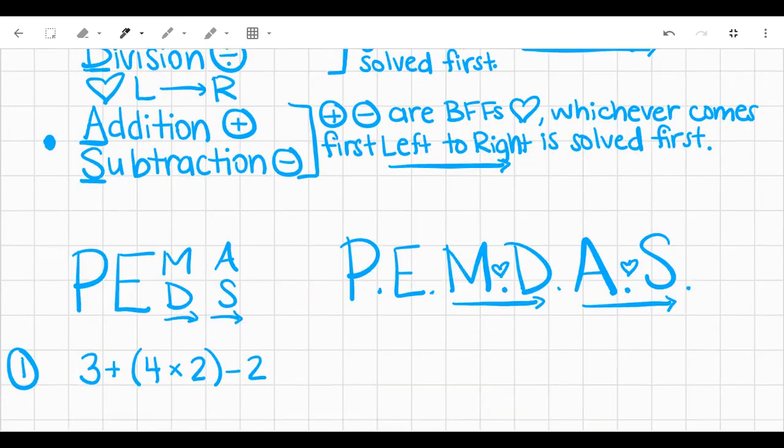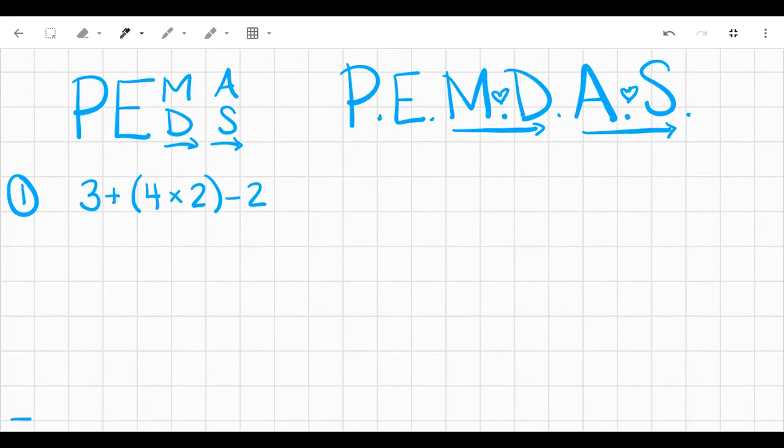All right. So if you see here, these are just 2 other ways to remember it. I like this first way because they have addition and subtraction and multiplication, division as their own column. So it's really just 4 steps where multiplication, division are left to right and addition, subtraction are left to right. The same thing in the second example of PEMDAS. And we have our little hearts to show they're BFFs, they go together.